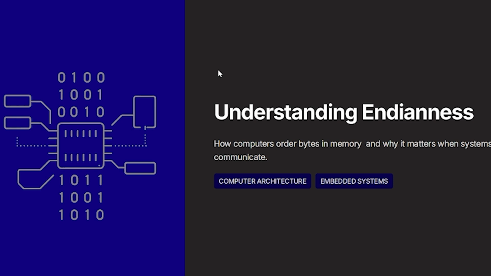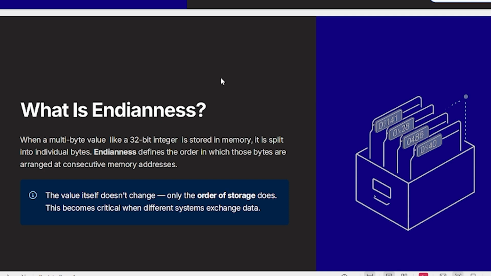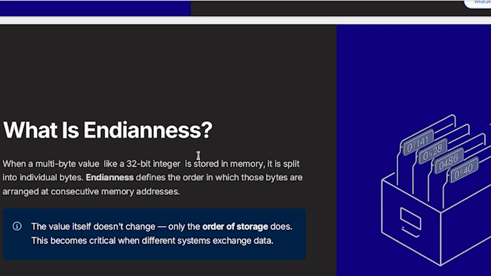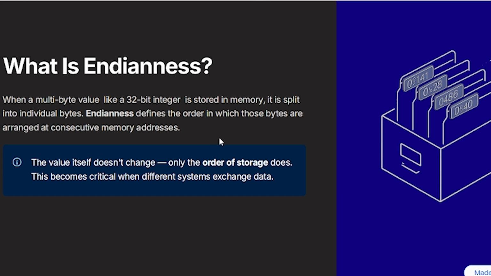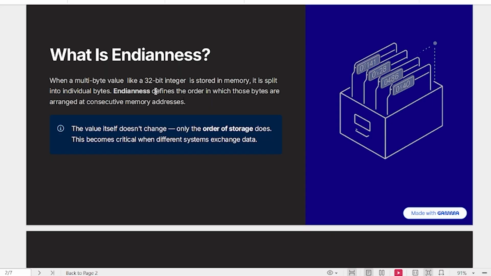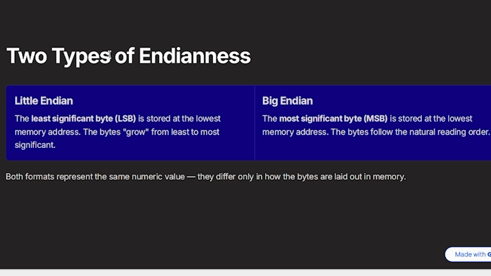Let's dive into Endianness. So what is meant by Endianness? Endianness is the order in which bytes are stored in memory. When we store a multi-byte value, like an integer, it is divided into bytes. Endianness defines the order in which those bytes are arranged at consecutive memory addresses. Now what is meant by order? Endianness is of two types, little endian and big endian.